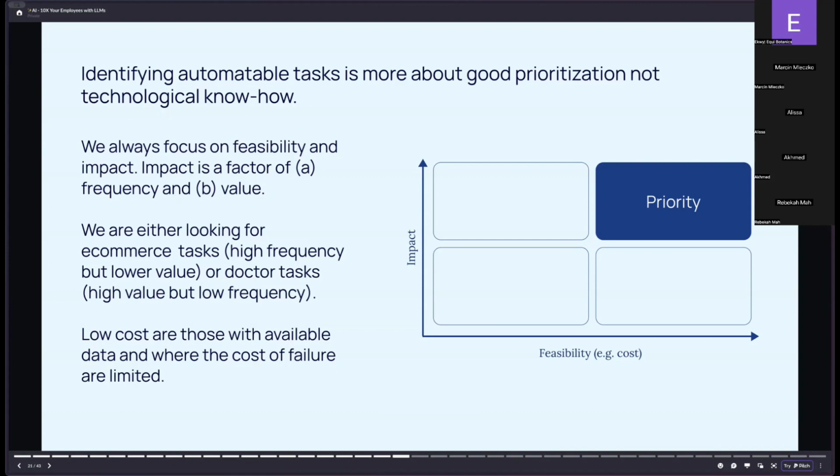And the feasibility is always highest where you have a lot of data. So if you're writing social media text, how many social media texts are already in existence? It's a lot. And also, where is the cost of failure limited? If you write a bad social media post, it isn't as bad as if a doctor makes a wrong diagnosis, or if you have a misorder to your supplier, which orders double or 10 times the amount.